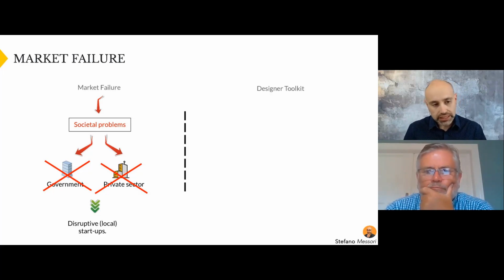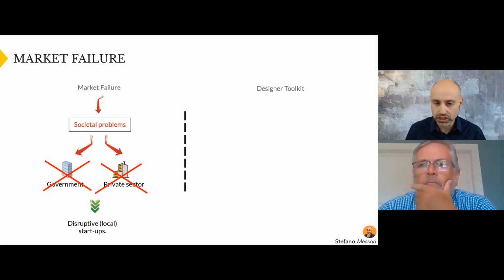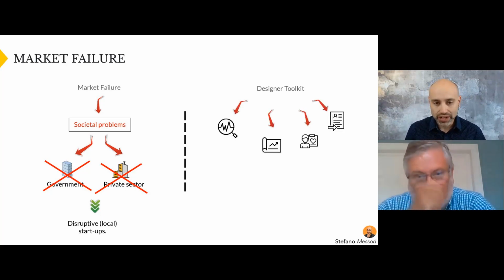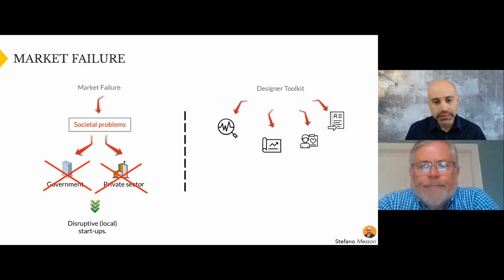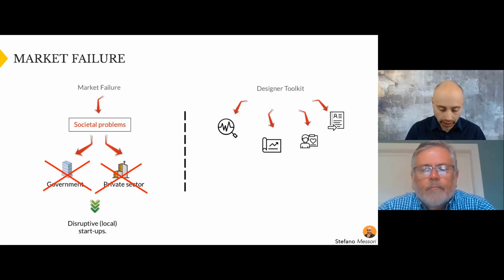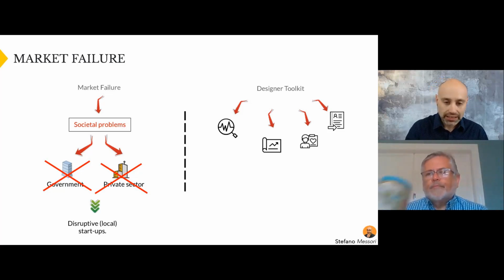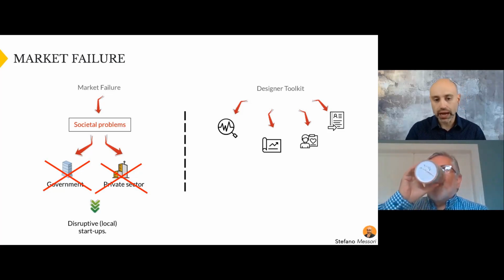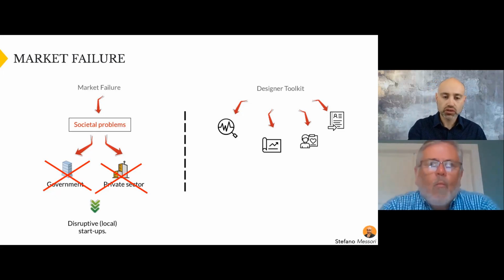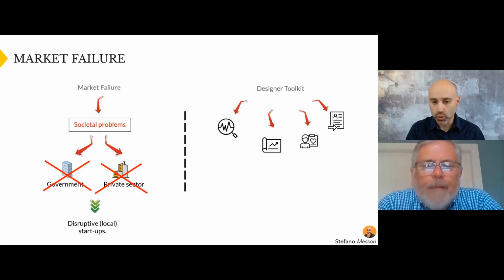So if this is a kind of market failure, what is happening in the business landscape? What is changing? Well, what we have now for the first time after many, many years is what I call the Designer Toolkit, tools that we avail of nowadays that enable us to empathize with the local citizens and try to understand what is wrong in the communities where I live.